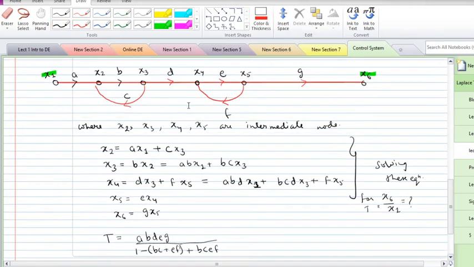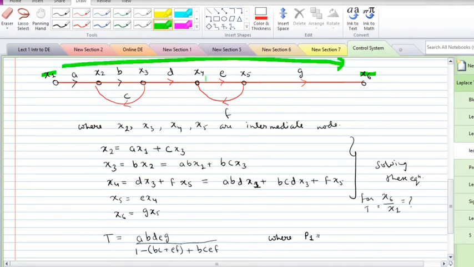Now look at the graph. ABDEG, where this ABDEG is actually the forward path. See here. And its value is ABDEG. Now here you can also look at this loop and this loop. Suppose this loop is L1 and this loop is L2.